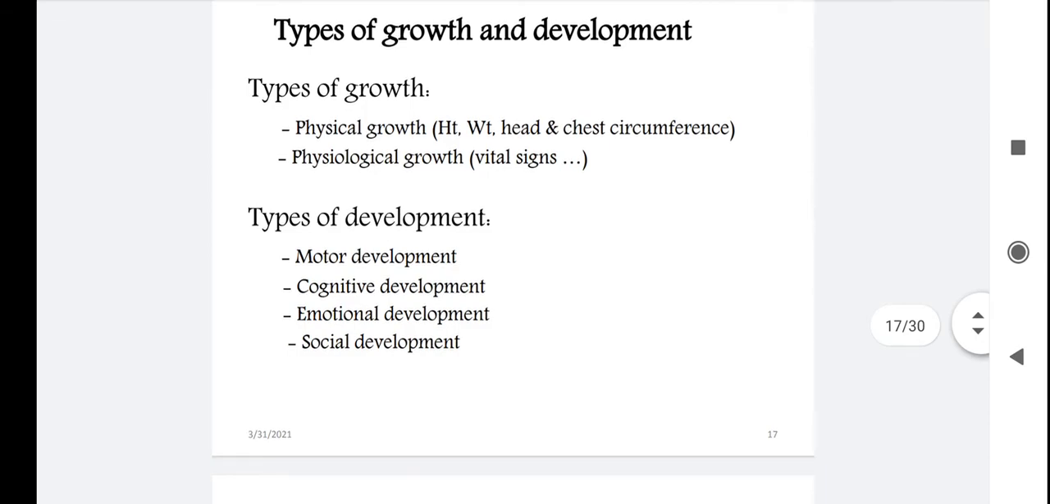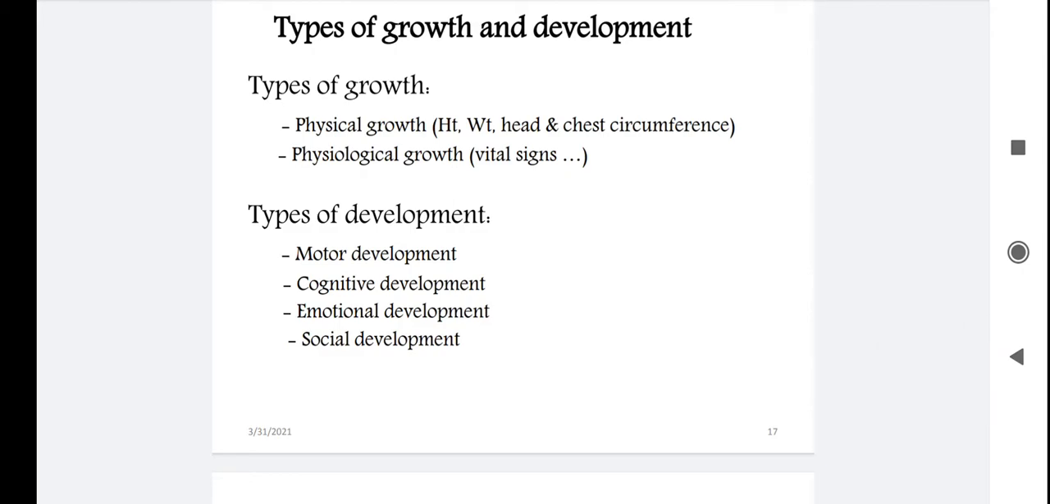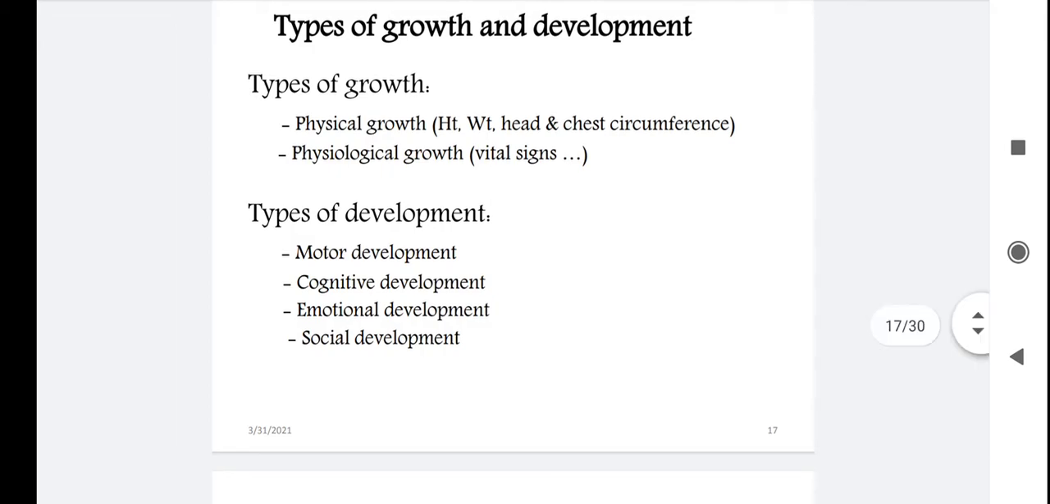Type of growth. The growth can be physical growth or physiological growth. When we talk about physical growth, we talk about height, weight, head and chest circumference, meaning the length, weight, head size and chest size. While the physiological growth includes the vital signs, heart rate, vision.